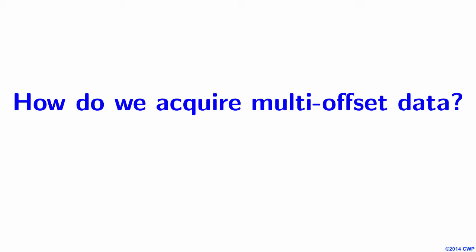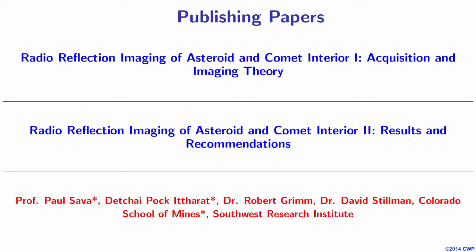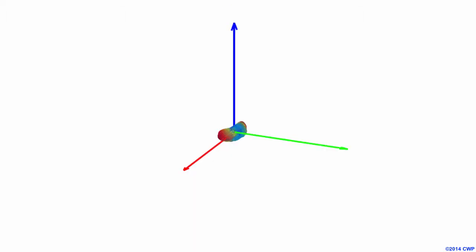Let's see how we can acquire the multi-offset data to use in this particular case. Last year, I explained and showed that we can actually do the multi-offset data in 2D. I showed the acquisition as well as the imaging theory in 2D. Now this year, I will introduce you to the 3D acquisition design.